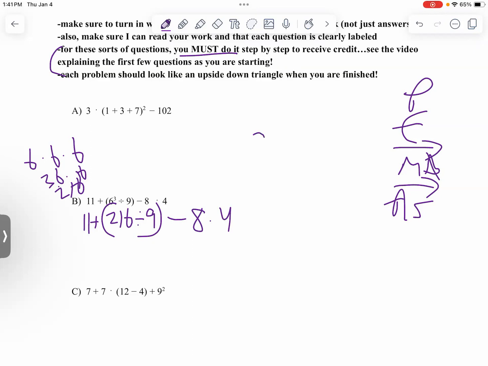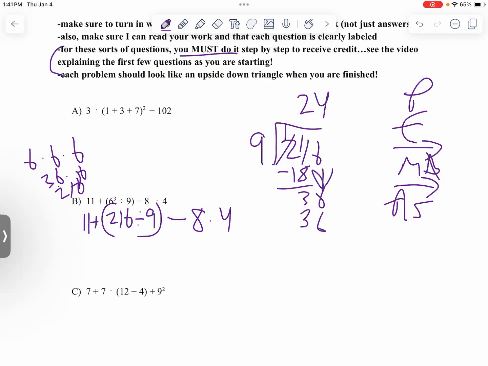Okay, now 9 into 216. 9 times 2 is 18. All right, 6. 9 times 4 is 36. So that's 24. So we have 11 plus 24 minus 8 times 4.